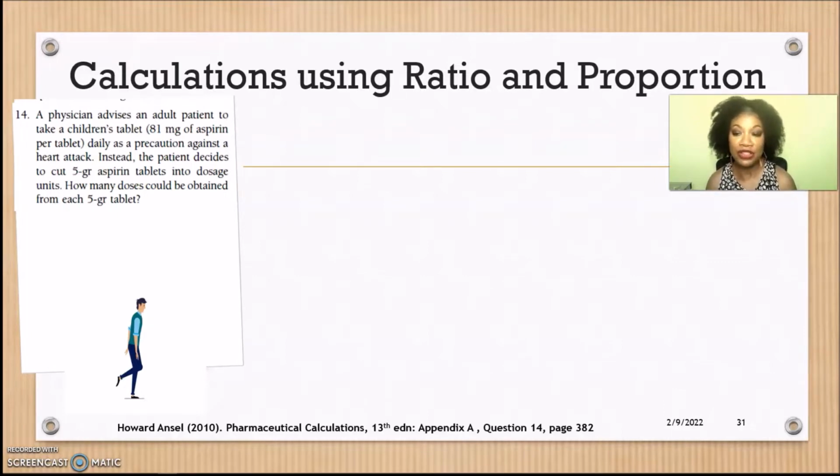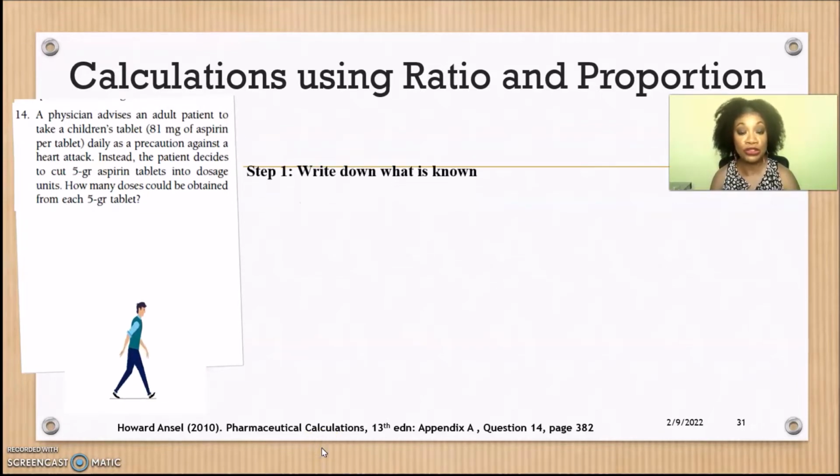Question says, a physician advises an adult patient to take a children's tablet, and this children's tablet is 81 milligrams of aspirin per tablet. He instructed the patient to take one of that tablet daily as a precaution against heart attack. Instead, the patient decides to cut 5-grain aspirin tablets into dosage units. How many doses could be obtained from each 5-grain tablet? So what's the first thing that we need to do?